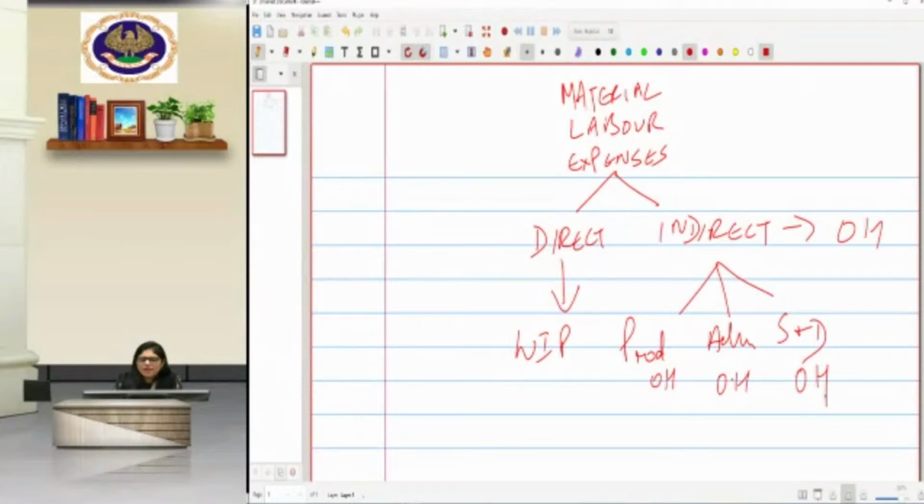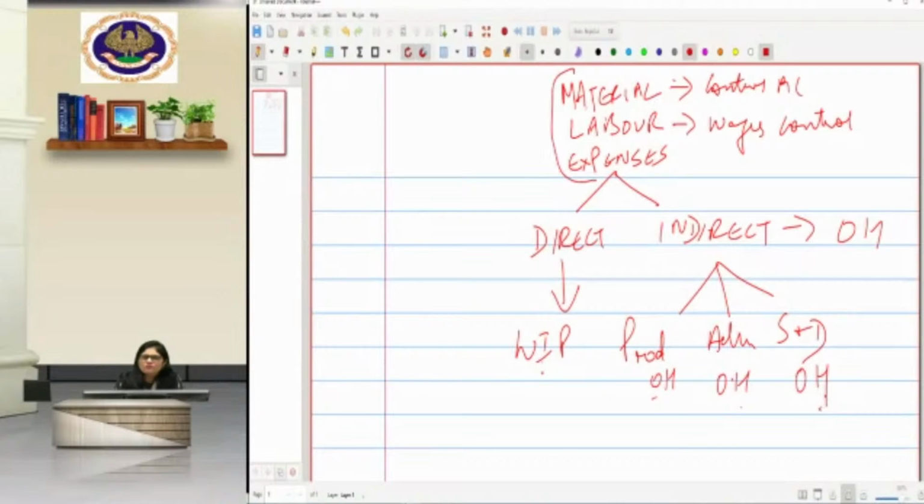So we have WIP account, production overhead account, admin overhead account, and sales and distribution overhead account. We have material control account, which we also call stores ledger account. Labor, we call wages control account. So I'm just giving you the overview. We'll be going back to the slides and then we'll understand it in a better way. But the overview is important to understand the process. Expenses also direct and indirect. So material is one account. Labor, that means wages account, direct and indirect both.